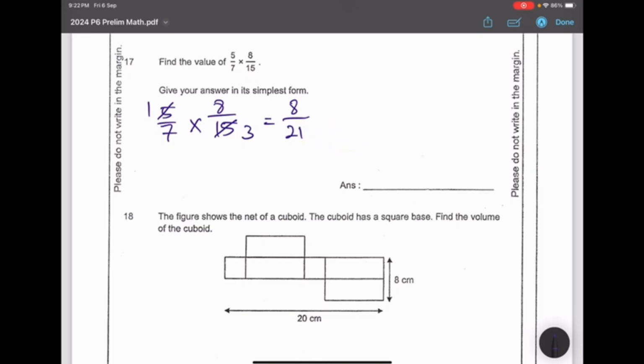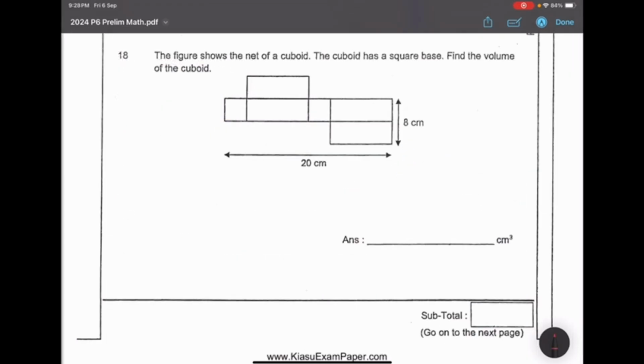Now they say to give your answer in its simplest form. Can we divide the numerator and the denominator by the same number? From the looks of things, no. And therefore, this is your answer for question 17. Now moving on to the next question, question 18.